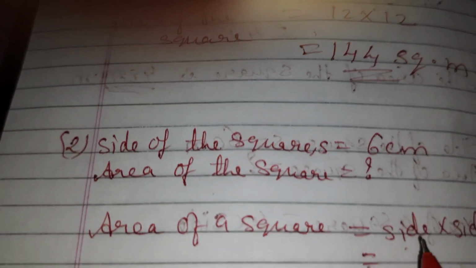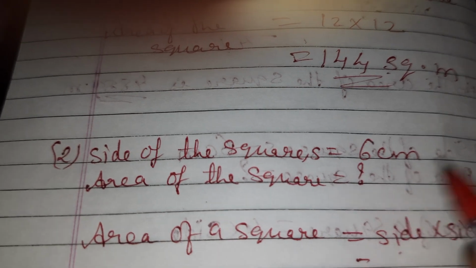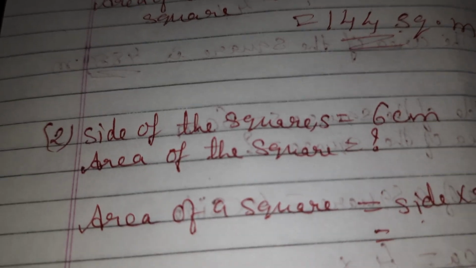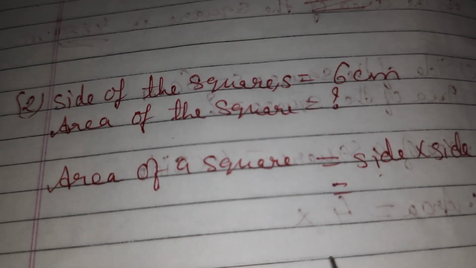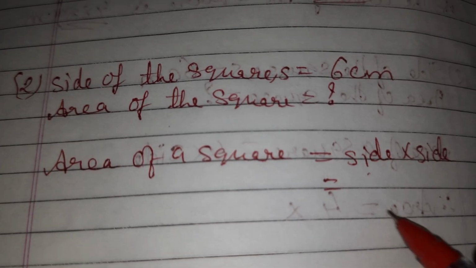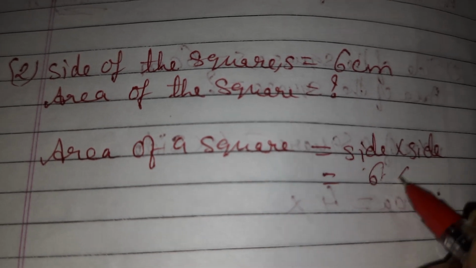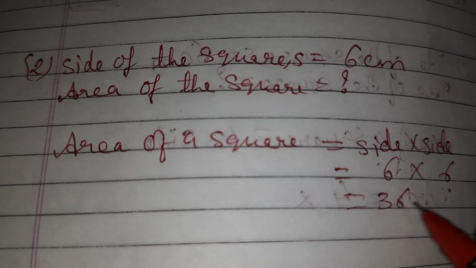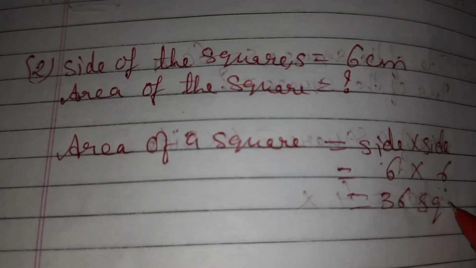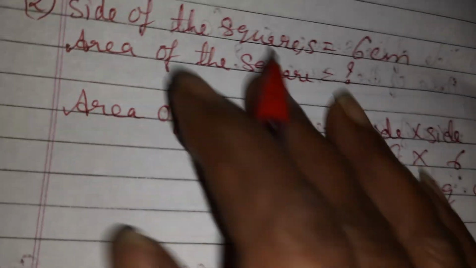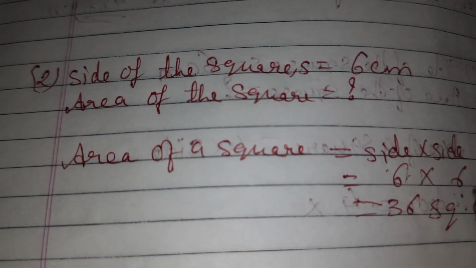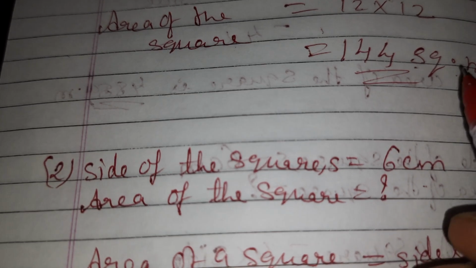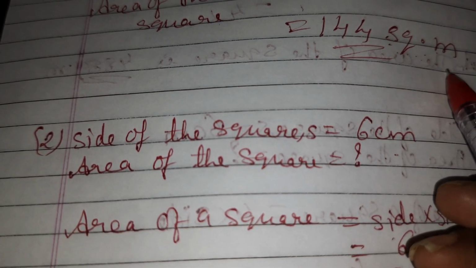Now with the second sum, children. Second sum is side of the square is 6 centimeter given, and area of the square we have to find out. So area of a square is side into side. Substitute the value that is given. 6 into 6, that is 36 square centimeter. If the unit is centimeter, you have to write in answer also square centimeter. If it is meter, then you have to write square meter, children.